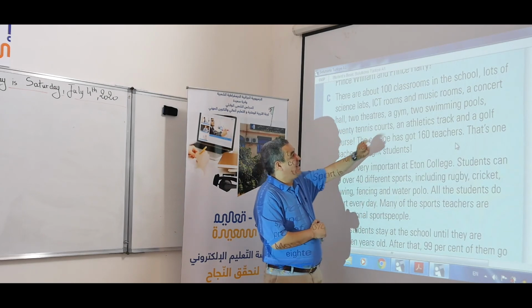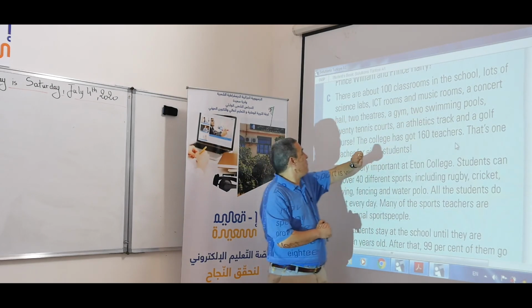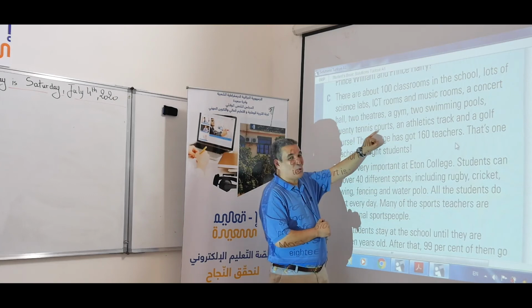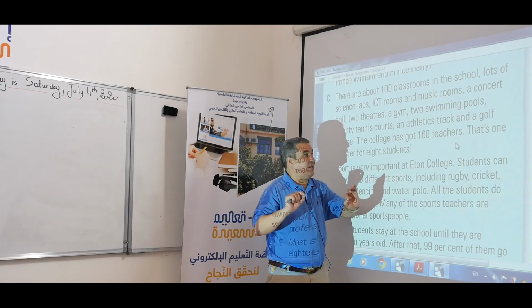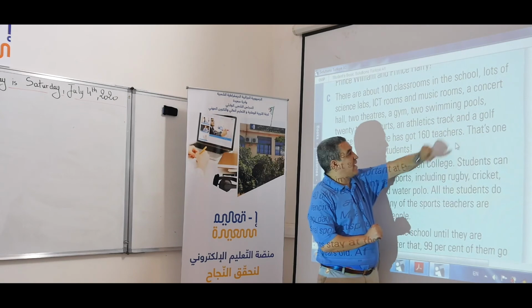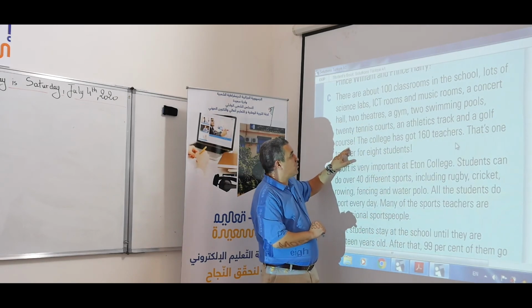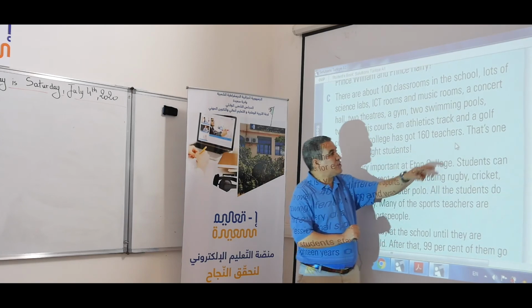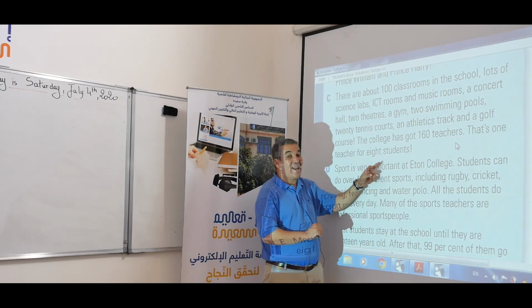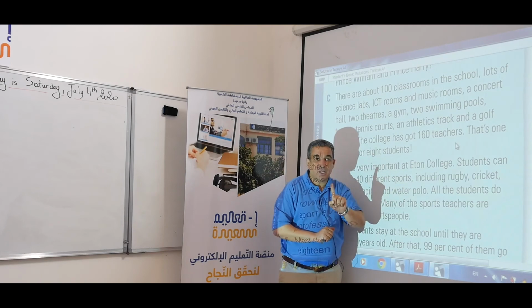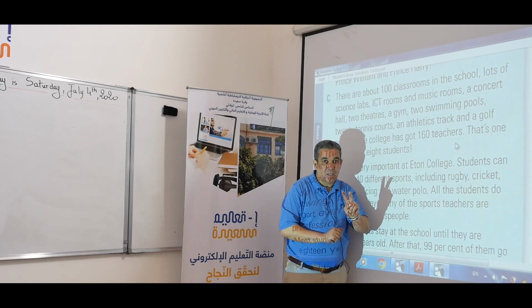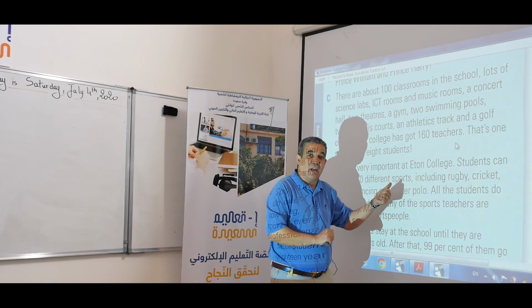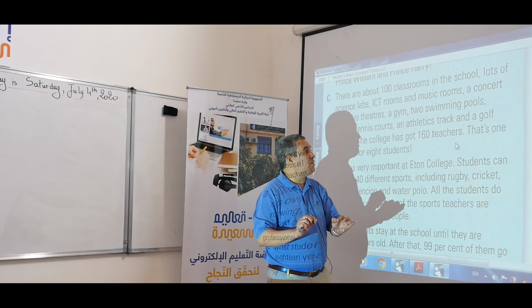So they've got a gym, 2 swimming pools, 20 tennis courts, an athletics track, and a golf course. The college has got 160 teachers. That's 1 teacher for 8 students. That is why this kind of school is so expensive.